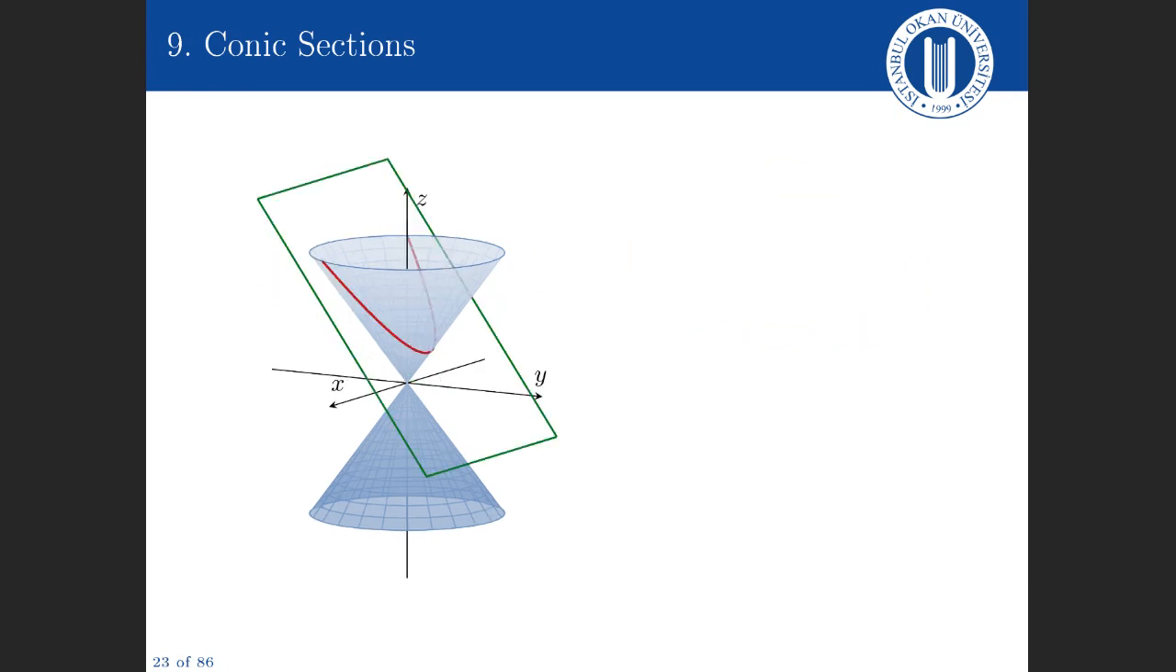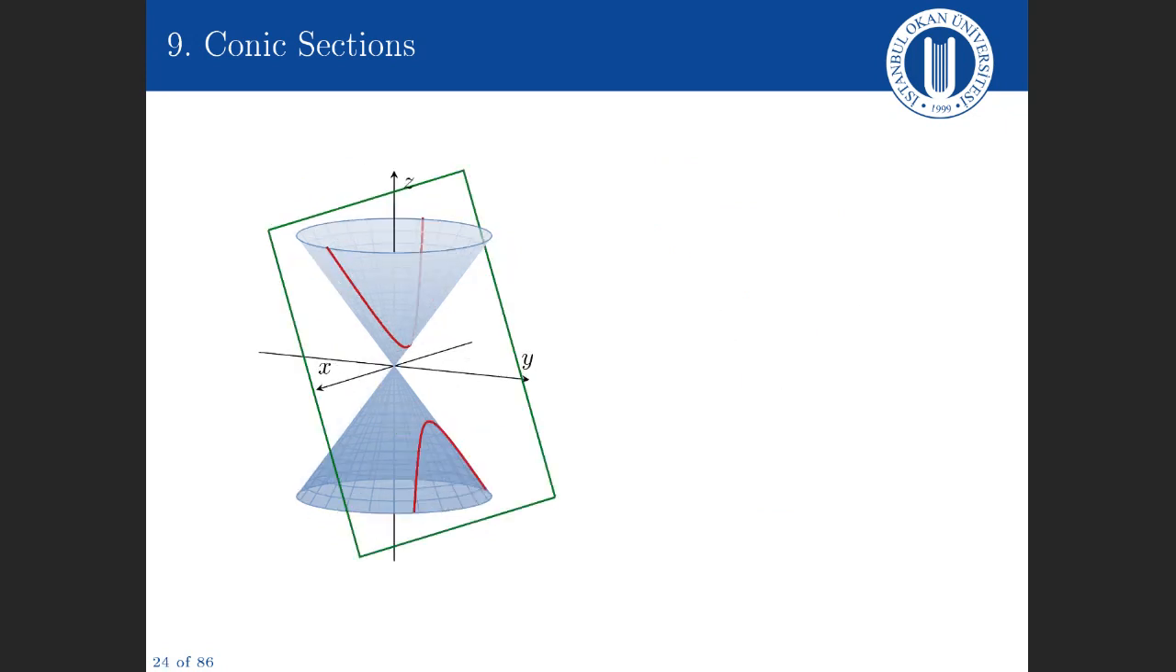Let's make the angle a little bit steeper. In case it's hard to see from this three-dimensional image, I'm going to draw a very quick two-dimensional image. I want to cut in such a way that the cut is parallel to the side of the cone. Then the shape we get when we do this cut is called a parabola. We can increase the steepness of the green plane a little bit more, such that it intersects the top and the bottom. If we do this cut, the curve that we get is called a hyperbola.